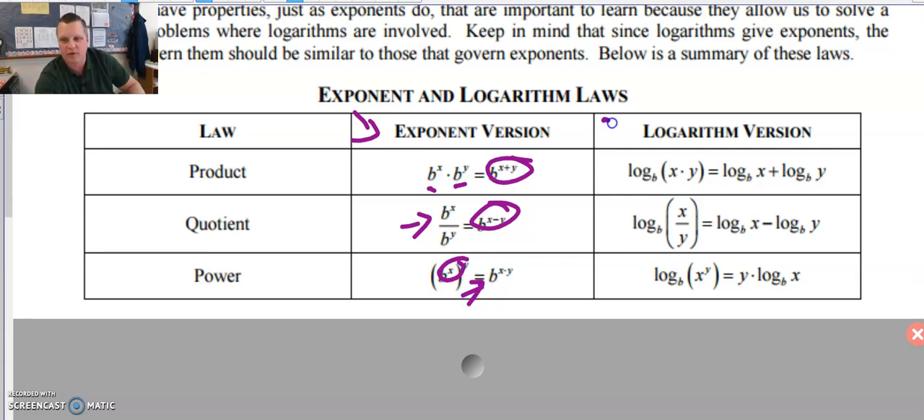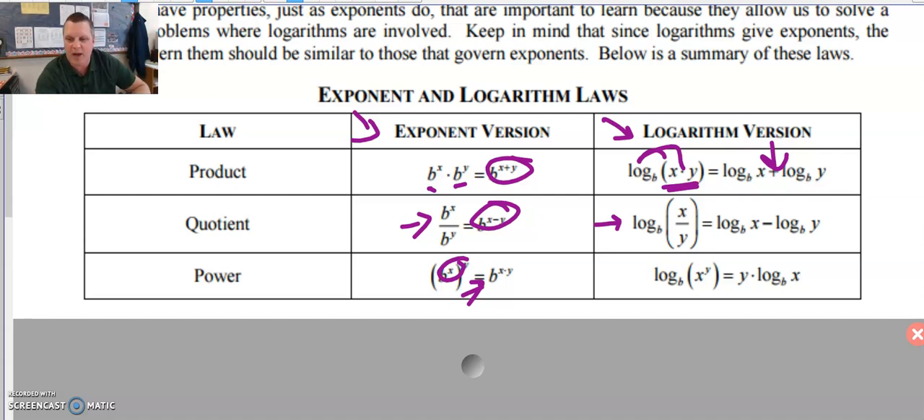So the log version is if I have log base b of x times y. If I want to break them into separate logs with both variables, we distribute the log base b through and put a plus sign, because multiplication becomes addition. So it's log base b of x plus log base b of y. And very similar with division. Division becomes subtraction, and again you distribute through, and you have log base b of x minus log base b of y.